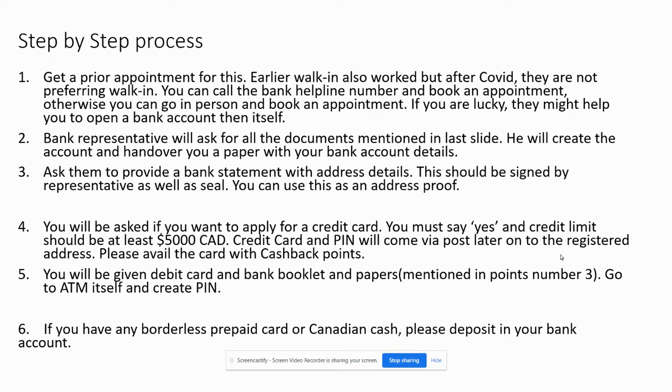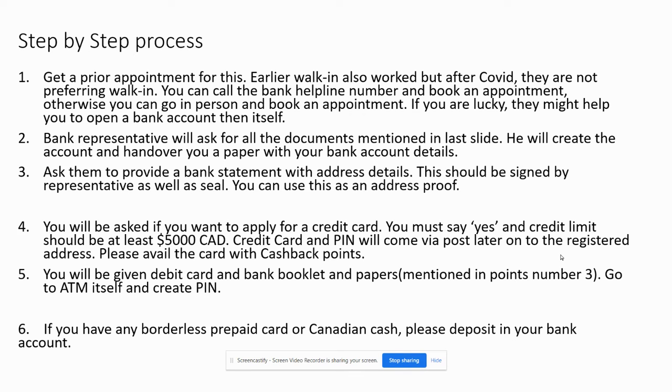Bank representative will ask you for all the documents mentioned in the last slide and he will create the bank account. He will hand over to you the paper with the bank account details. Ask them to provide a bank statement with address details. This should be signed by the bank representative as well as have the bank seal. You can use this as an address proof later on.